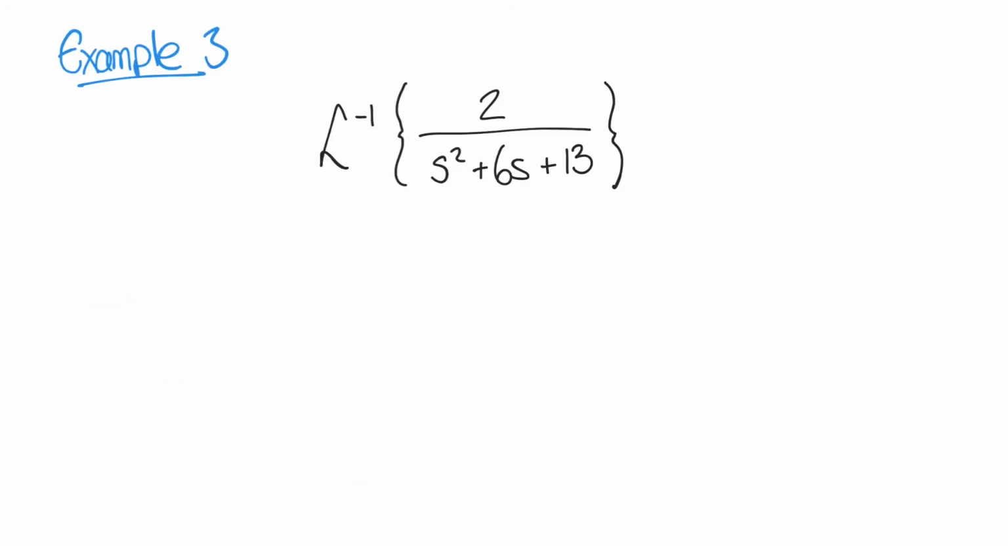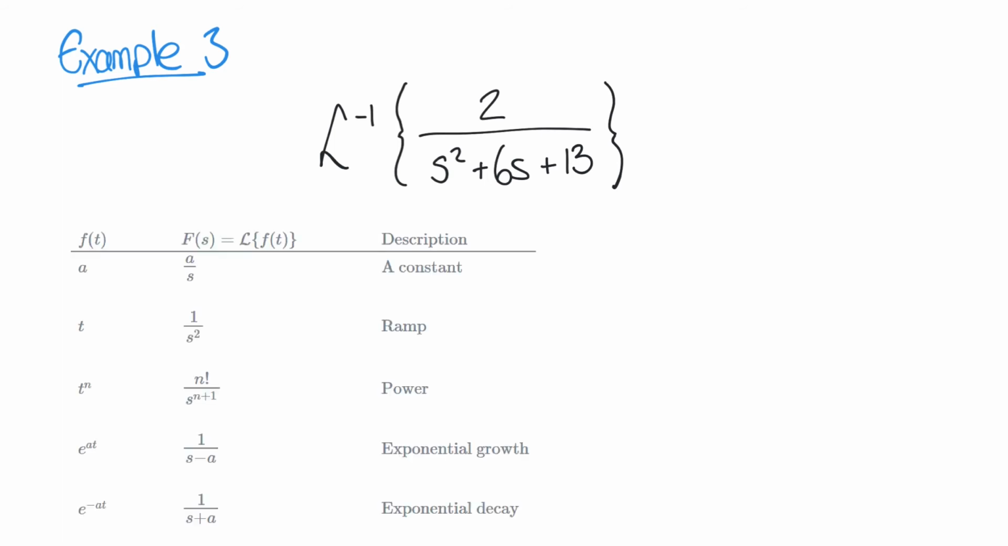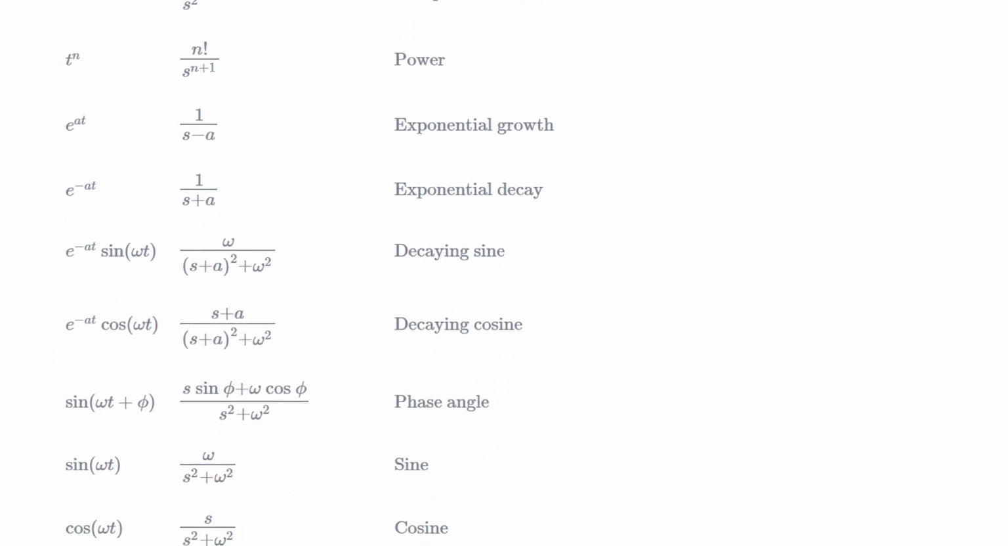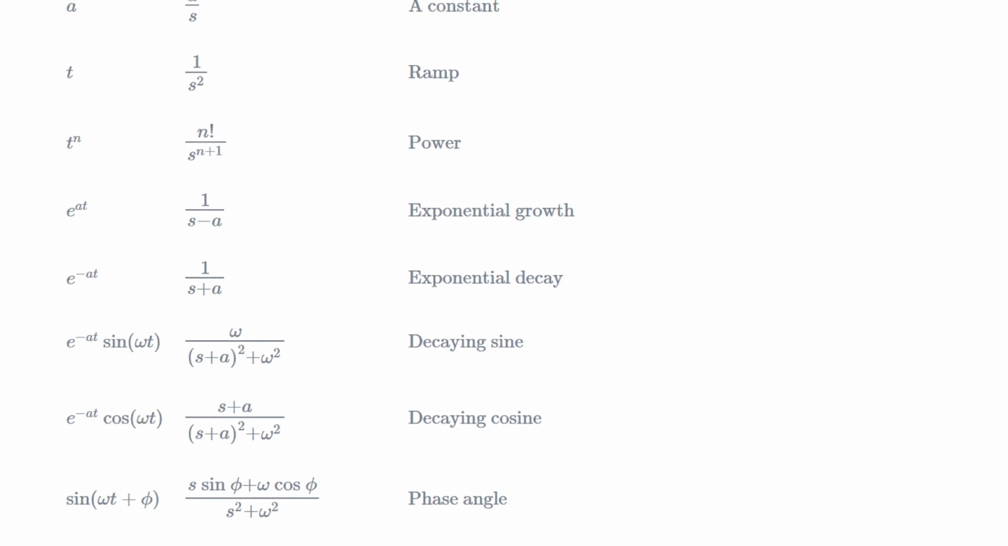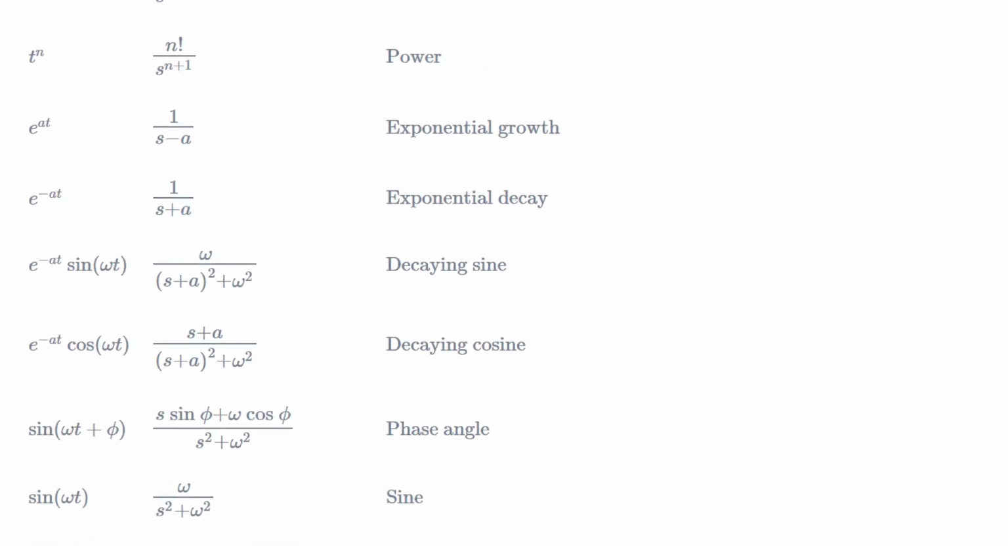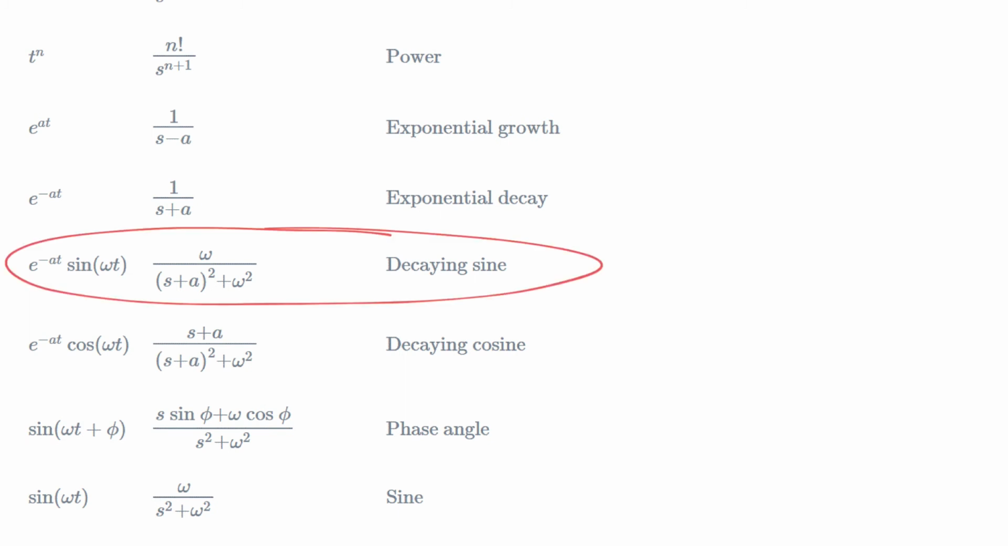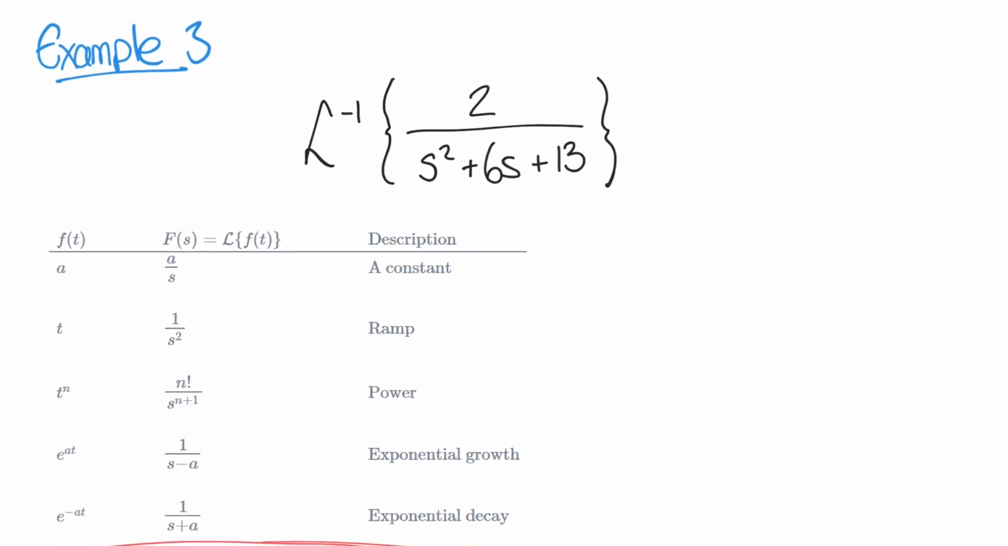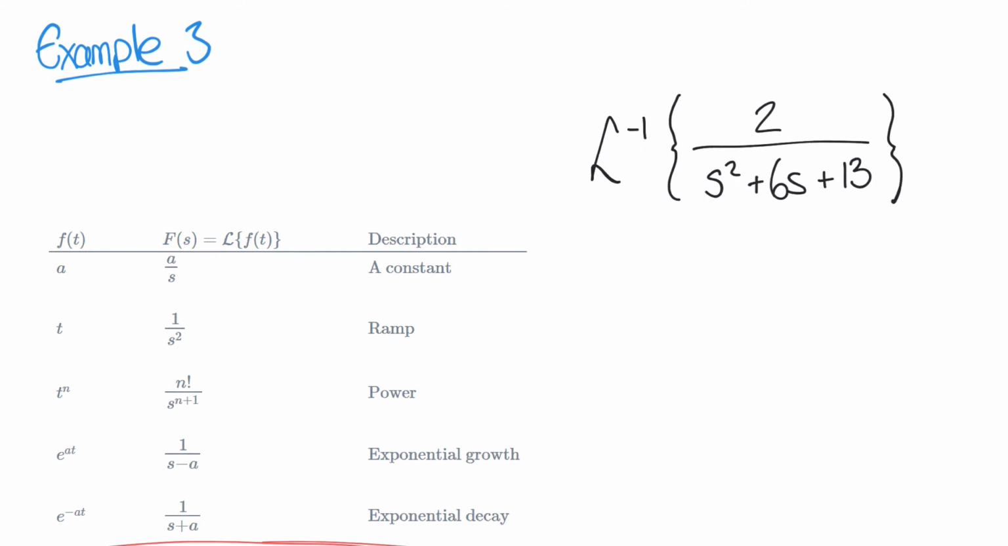Let's look at one more example. We have the inverse Laplace transform of 2 over s squared plus 6s plus 13. And when we examine this particular problem, none of the transformations available in the table are immediately obvious as being suitable to match ours. The closest is probably the decaying sine function. And again, we're going to have to do some rearranging, this time by factorization. So let's see these side by side again.